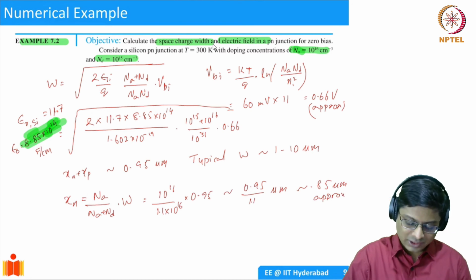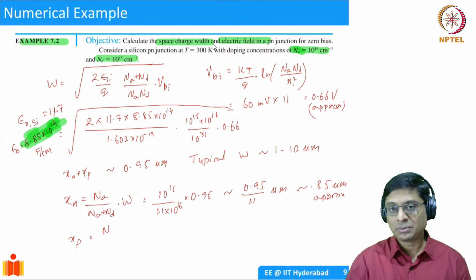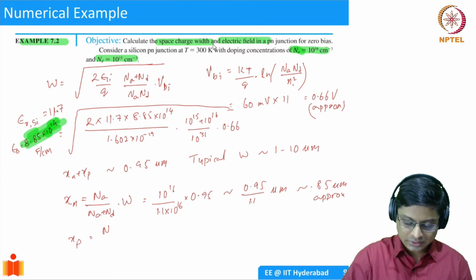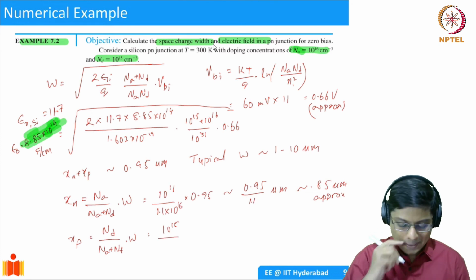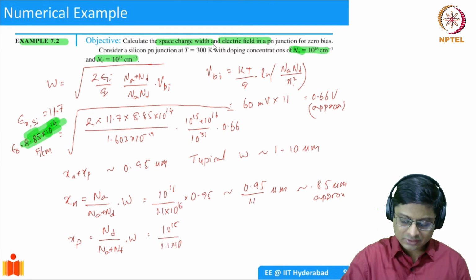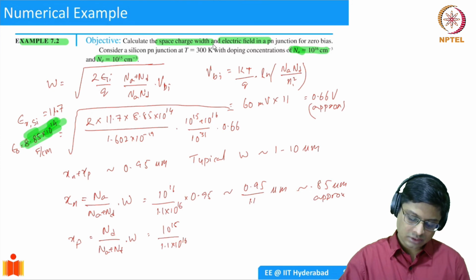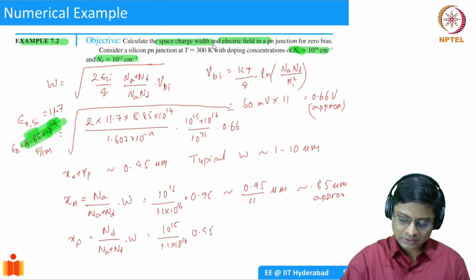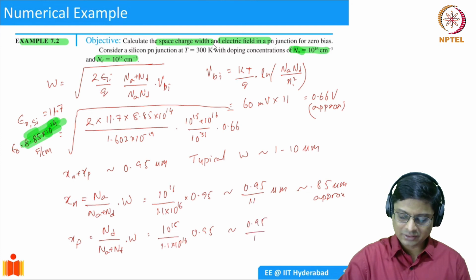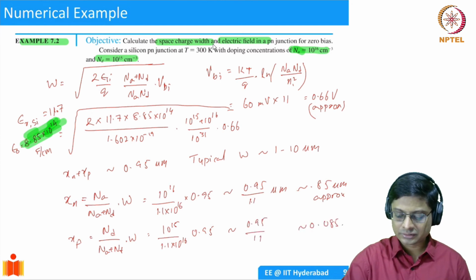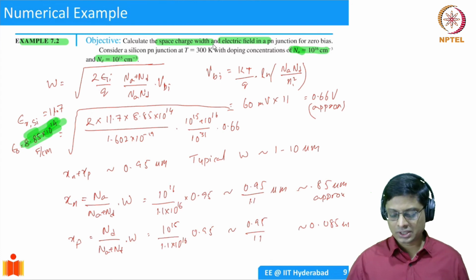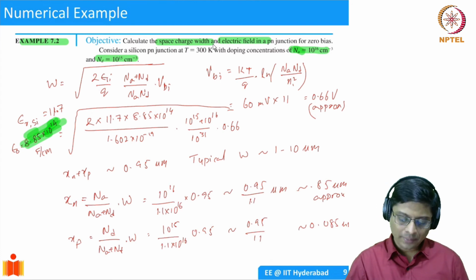Whereas what is xp? xp is going to be in the p-type region, you want the depletion width. So you have to take the n-type concentration. So Nd divided by Na plus Nd times the width. So this is 10^15 divided by 1.1 into 10^16. So now it's going to be 0.95, so that's going to be 0.95 divided by 11. So this is going to be 0.085 or something. Okay. So this is how the calculations can be done. Please make sure that you take these numbers and then verify it.